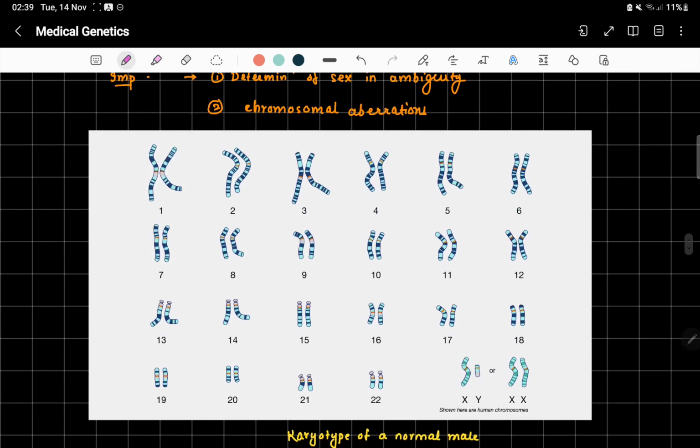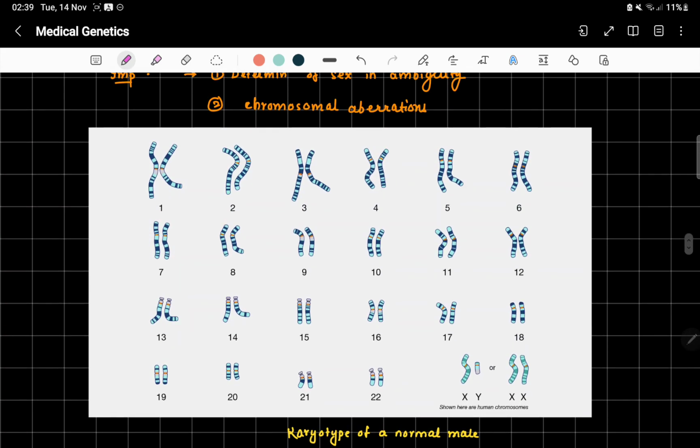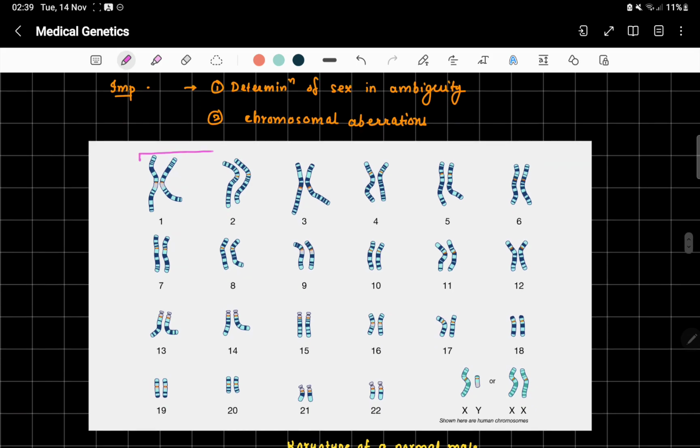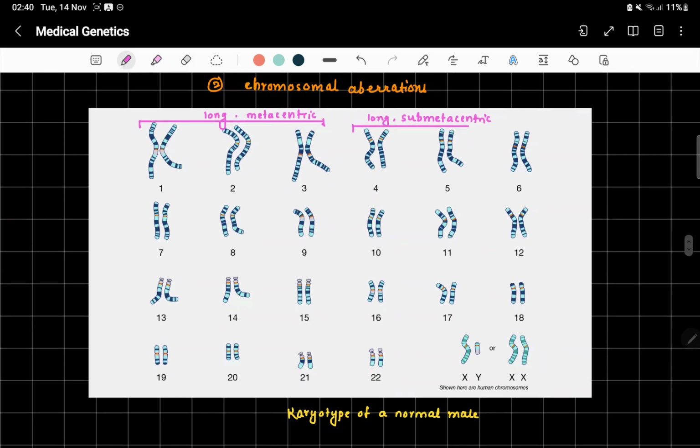If you observe 1, 2 and 3, they are nearly metacentric chromosomes. These 3 chromosomes are long and metacentric in nature. Then we have 4 and 5, which are also long but submetacentric. 6 to 12 are medium sized and also submetacentric, starting from 6.